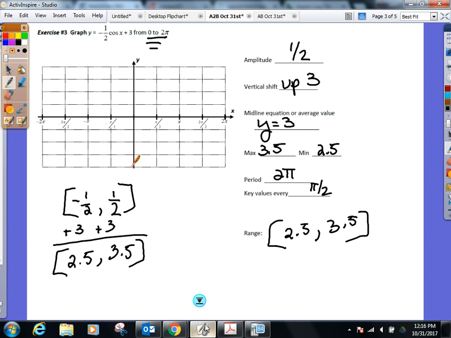Okay, so ready? I'll ask you a few questions. This will help your classmates out too. Cosine usually starts at 1, right? But now if I want you to graph -1/2 cosine x, it's going to start at -1/2. Here we go. What's the second key value? 0. Then it's going to go to, there you go. Look at Lucas flying.